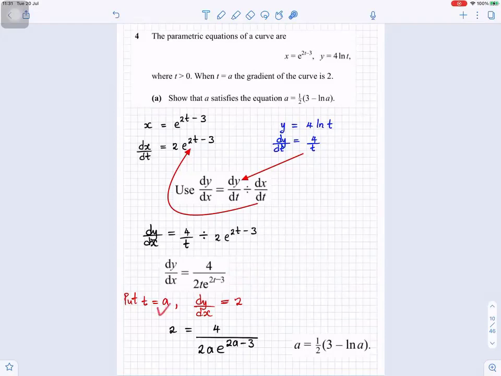Now we put t equals a. It says that t equals a. So we put t equals a, and put dy over dx equals 2. dy over dx is 2, t equals a. So put the 2 there and put a for t. So we have 2 equals 4 over 2a e to the 2a minus 3.